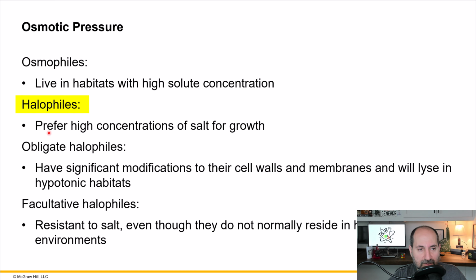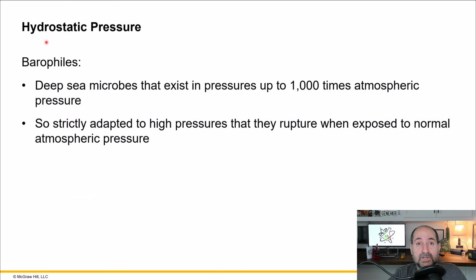Halophiles prefer high concentrations of salt. Obligate halophiles must grow in high salt. Facultative halophiles grow with or without the presence of high salt. Okay, next, hydrostatic pressure. Barophiles are bacterium that can grow in high atmospheric pressure, so you can find them deep in the ocean.